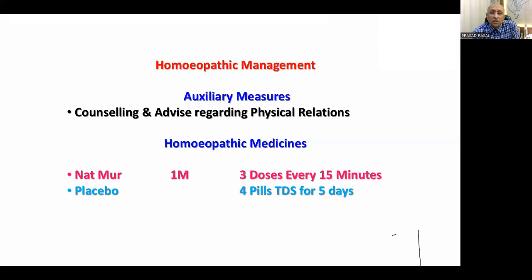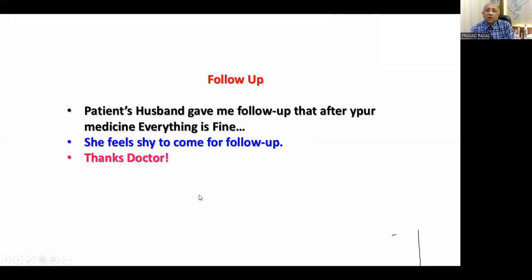When you talk about those things, it is very essential to tell them that they should keep the contacts, but there should not be any hurry. I talked with the husband and asked him to keep patience, and then I have given the medicine. Natrum mur, yes, and it worked. The patient's husband gave me a follow-up after the medicine, he said everything is fine. She feels shy to come for follow-up. Thanks, doctor. That was the follow-up.